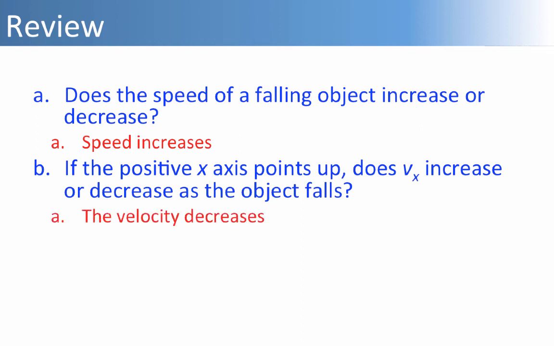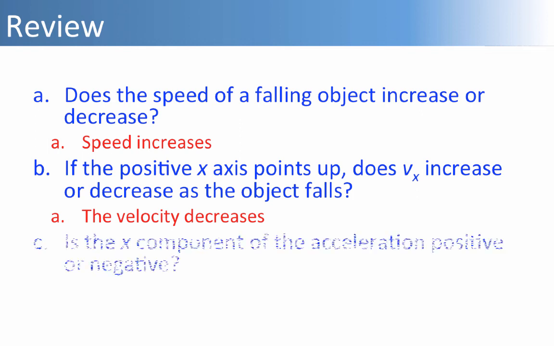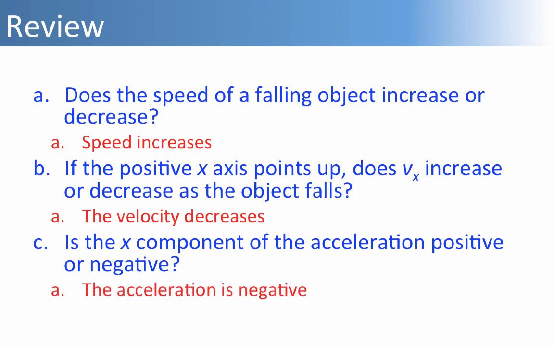So this is a tricky one. The speed is increasing, but the velocity is becoming more and more negative, which is actually a decrease. Is the x component of the acceleration positive or negative? Well, if the positive x-axis points up and the object is speeding up as it moves downward, then the acceleration must be in the downward direction, which would be negative.